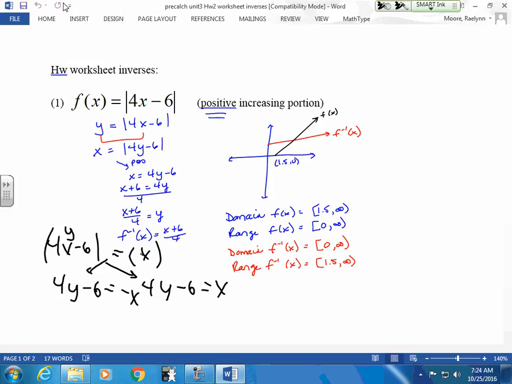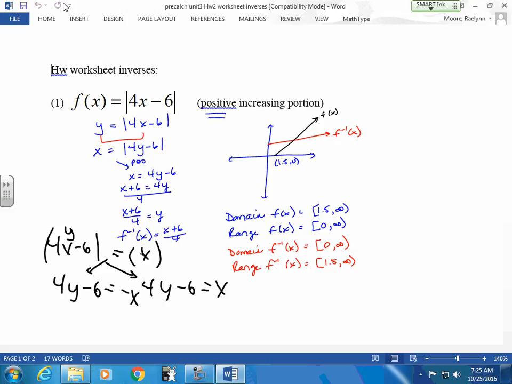If you change inside and don't change the outside, then you have to change both of those. So if you're going to make that a positive 6, you're going to make this a negative 4y, only on the decreasing part. Make sense? Is that what you asked me? Yeah, kind of? Okay. All right.